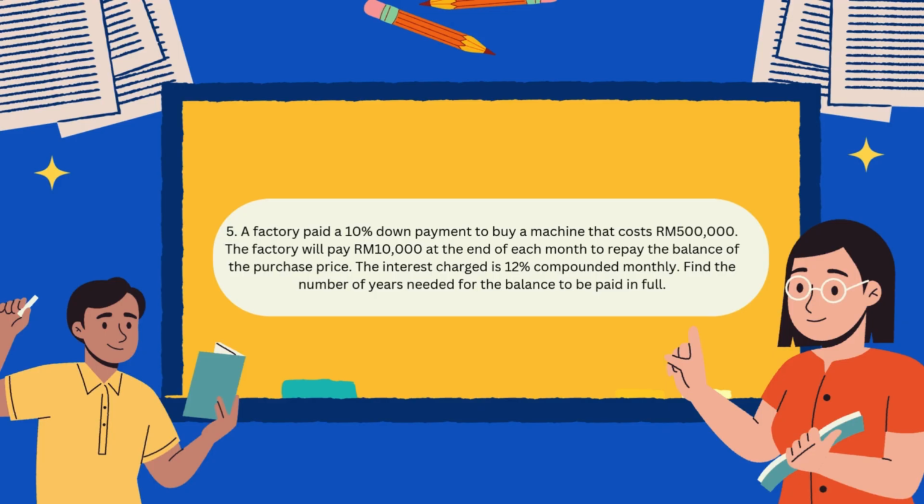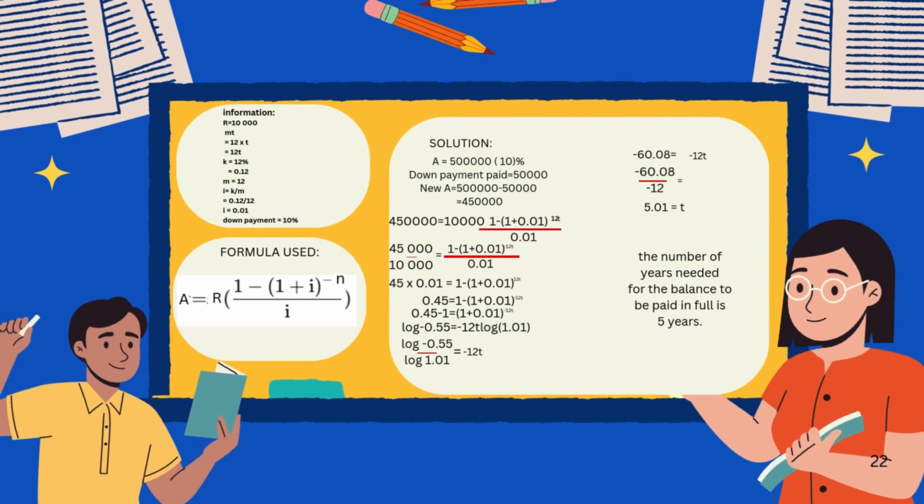So what does the question want? The question wants us to find the number of years needed for the balance to be paid in full. To do that, we have to take out the information for the question first. And then after that, we can use the information to solve the question. So let's see what we have. So first thing is our R. Our R is 10,000 ringgit.